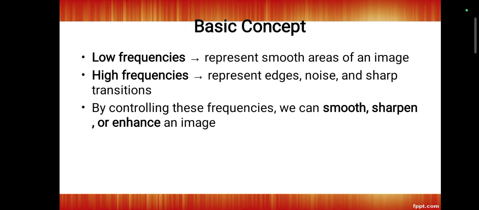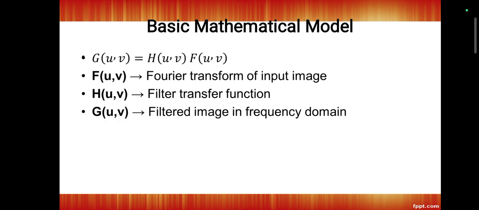values directly. So this process converts the signal from its original state to a sum of sine and cosine waves of different frequencies. So low frequencies, high frequencies. Low frequencies represent smooth areas of an image. High frequencies represent edges, noise and sharp transitions. By controlling these frequencies, we can smooth, sharpen or enhance an image.